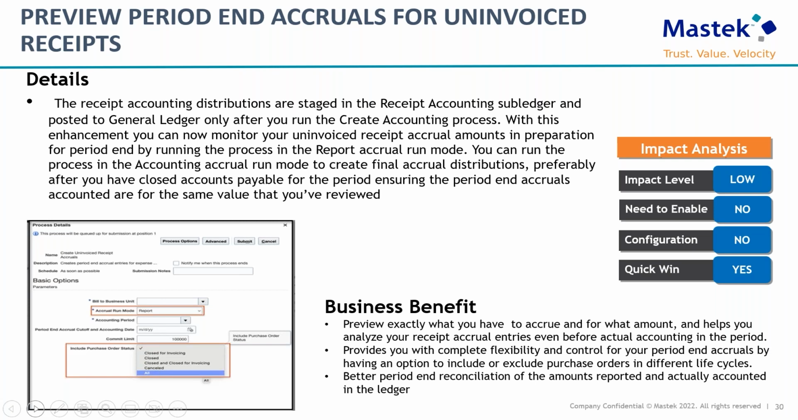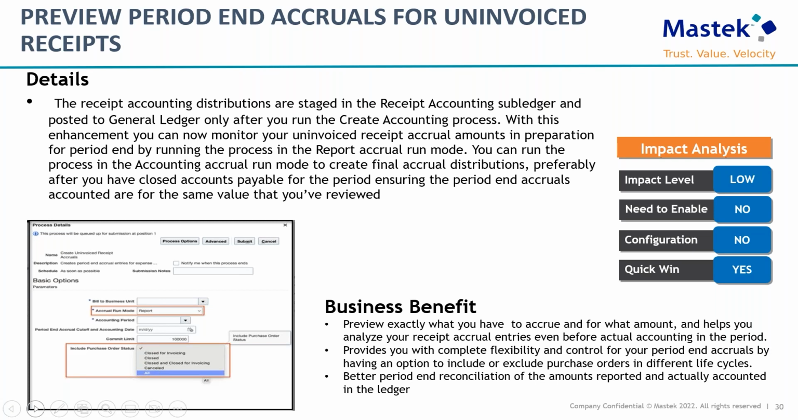You can run the process in accounting accrual mode to create final accrual distributions, preferably after you have closed the accounts payable for the period, ensuring the period end accruals accounted are for the same value that you have reviewed. The impact level is low. You do not need to enable. It will be a quick win when you see the process and the scheduled processes that you need to run, and no configuration is required for this.